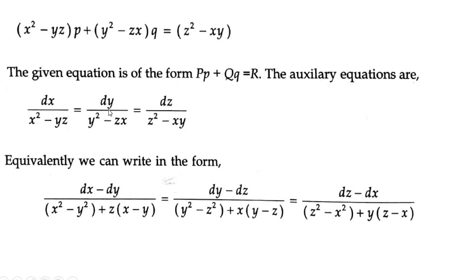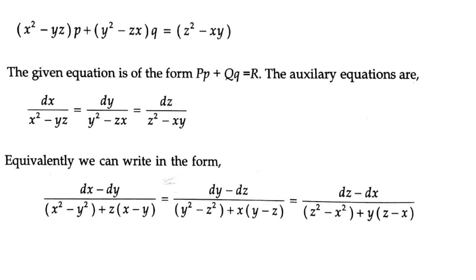Similarly, dy minus dz is divided by y square minus z square. This term will be positive. So from the second term, I will take plus x outside. So what will remain inside the bracket? Y minus z. Next, dz minus dx, so z square minus x square. This term will be positive. I will take a plus y outside. So what will remain inside the bracket? Z minus x.